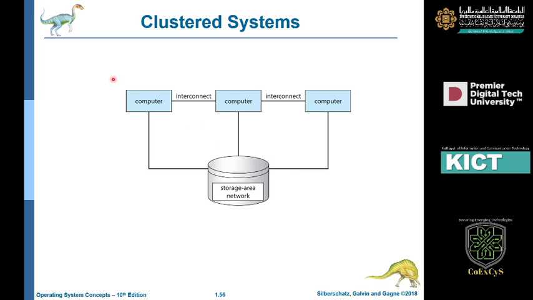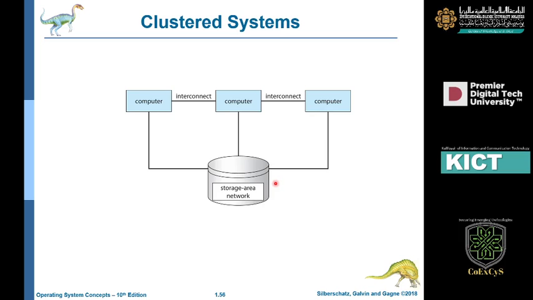If we look at this, this is how a cluster system would look. We have computer 1, computer 2, computer 3. They have their own CPU inside here, their own memory inside here. They are connected between computers, and they share data through a storage area network.